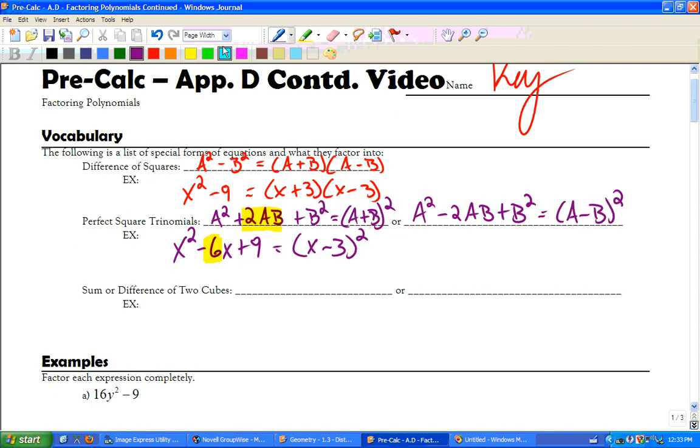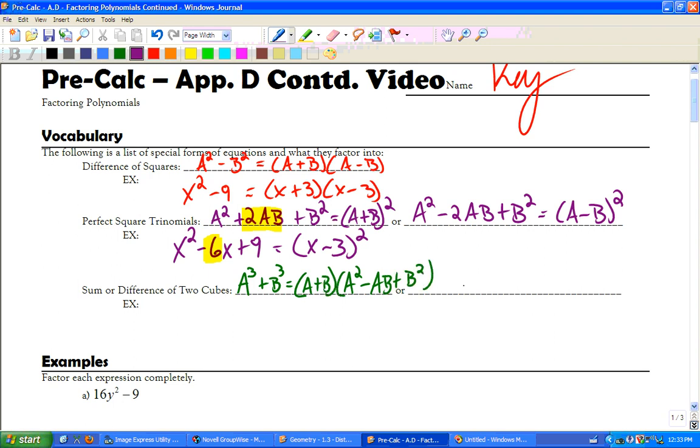Next are sum and difference of cubes. Some of you may have gone over this. Some of you, this may be new to you. Depending on if it's a sum or a difference is going to affect the formula. The sum, the first one is a cubed plus b cubed, and that's going to equal a plus b times a squared minus ab plus b squared.